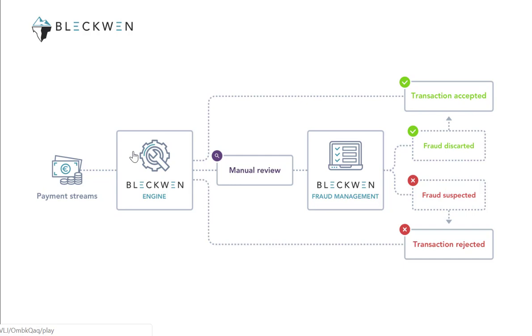All your transactions, such as SEPA or SWIFT, are ingested by the Bleckwen engine. Then the system lets you accept a transaction, reject it, or send it to your teams to be manually reviewed. Let's take a closer look at how this engine works.